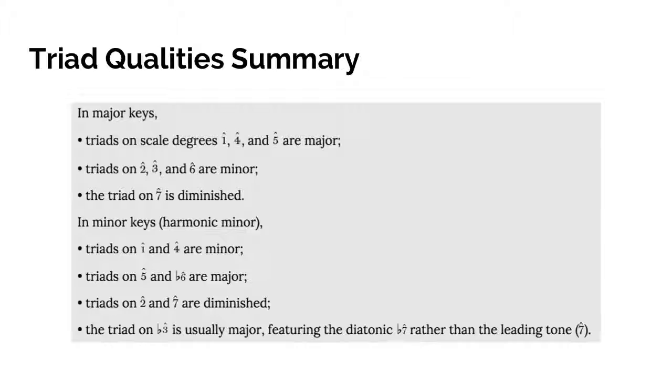So let's summarize what we've just learned. Let's talk about major keys first. In major keys, the triads on scale degree 1, 4, and 5 are major. 2, 3, and 6 are minor, and that 7th scale degree is diminished. And in minor keys, 1 and 4 are minor, 5 and flat 6 are major. Triads on 2 and 7 are diminished. Okay, and remember we're talking about the harmonic minor. And the triad on the flat 3 is usually major, when we have the flat 7. But if we have the leading tone, it becomes that major 3 augmented.